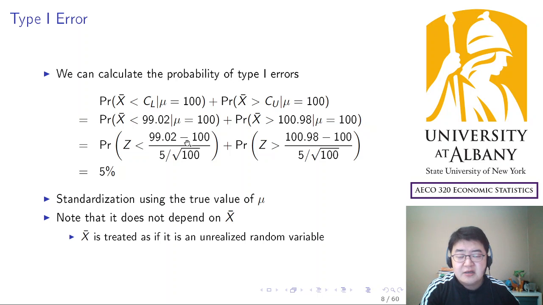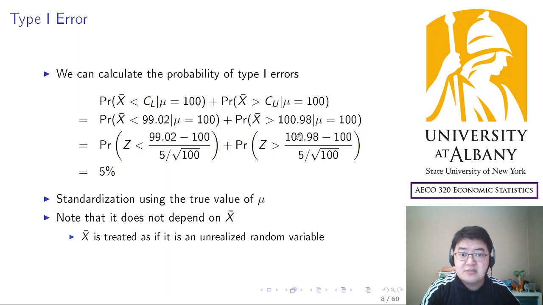So 99.02 minus the mean of X bar, and we know it is 100 because we assumed it. We already assumed that H0, the null hypothesis, is true. So you use that for standardization. And the denominator is the standard error, which is the standard deviation over the square root of the sample size. And if you do the math, interestingly, what you are going to get here is that this equals 1.96, and this equals 1.96.